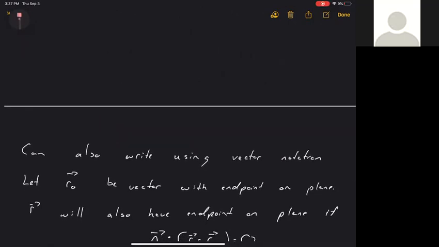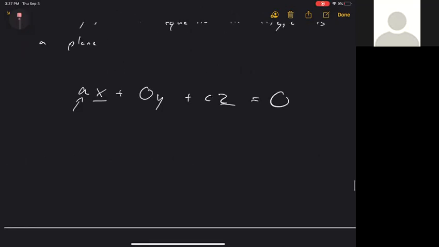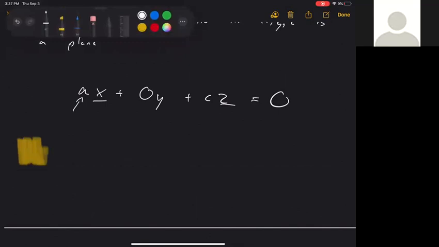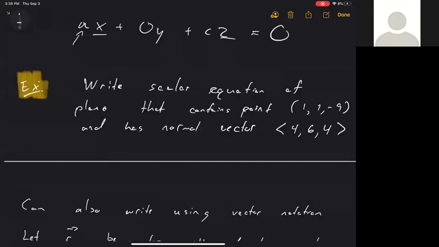Before we move on, let's do an example real quick of writing the equation of a plane. Let's write the scalar equation of the plane that contains the point (1, 1, -9) and has a normal vector (4, 6, 4).